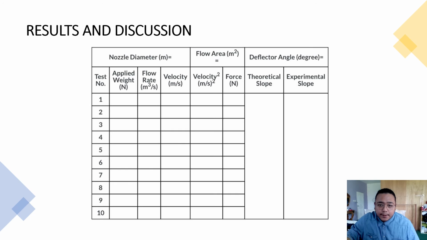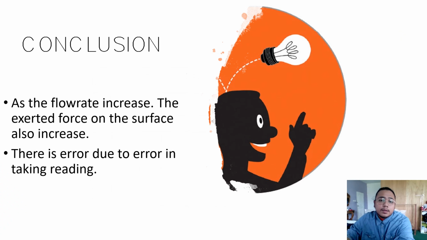So after we did the calculation, we will want to also jot down all the information that we can get from the experiment on a table just like this one. And then we can make a graph and we can compare every value and every information that we can get between the theoretical and the experimental. So that's for result discussion.